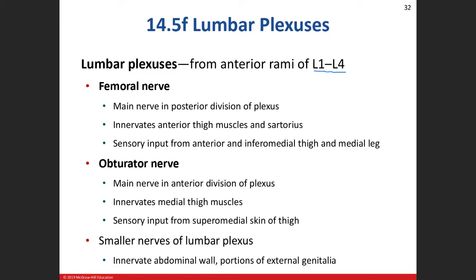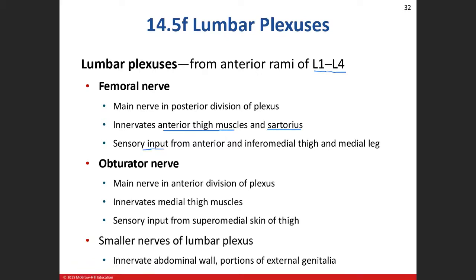which is going to innervate the extensors of your leg, so your anterior thigh muscles, your quadriceps, and sartorius. We saw that sartorius was right there in the medial, the muscle that attaches and crosses over. It's the longest muscle in your body, crossing over from the lateral portion of your thigh and inserting onto the medial portion of your knee.